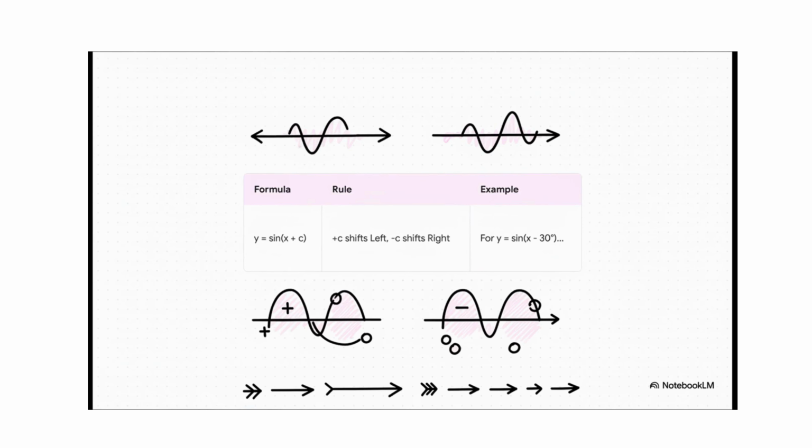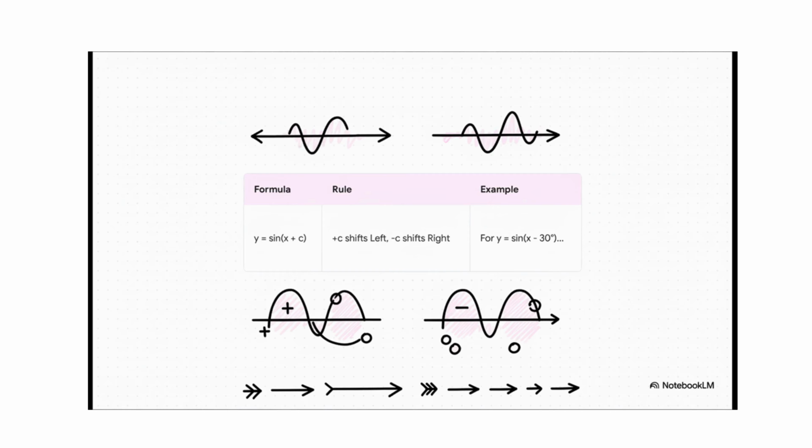Now here's the one little catch, and honestly this trips a lot of people up, so listen close. When you see a plus c inside the parentheses, it actually moves the graph to the left, and when you see a minus c, it moves it to the right. I know, it's a total opposite of what feels natural.